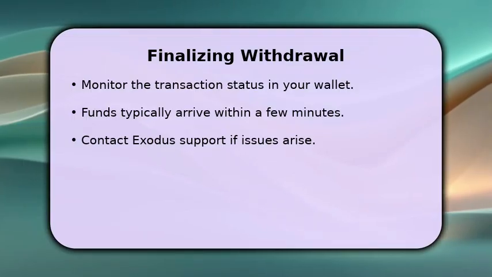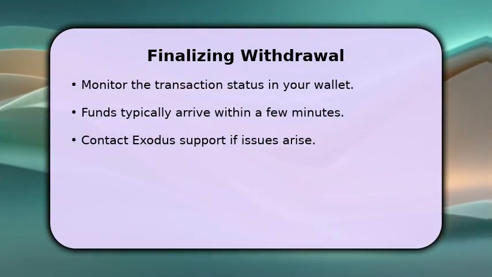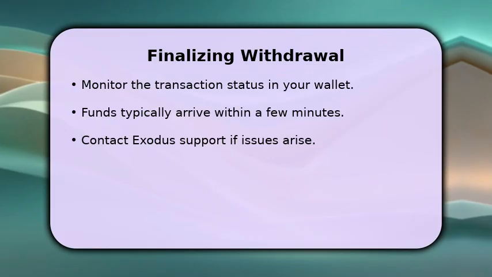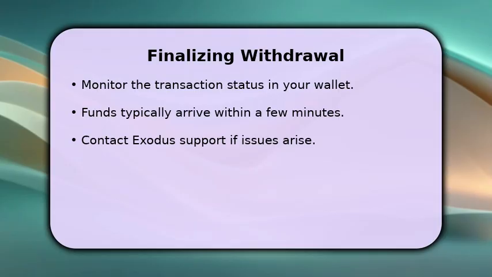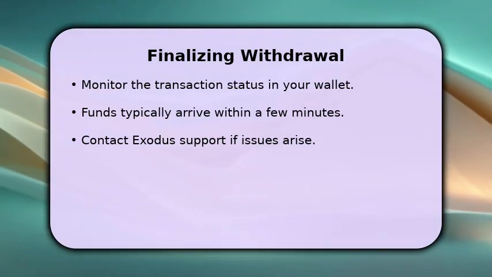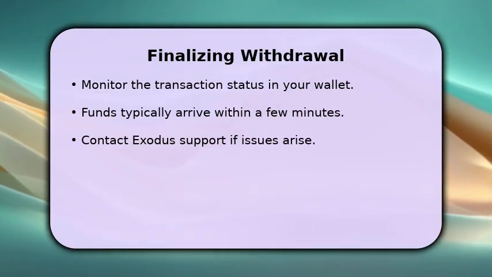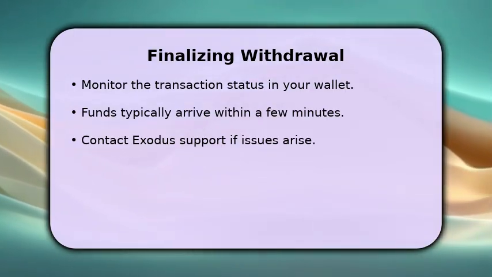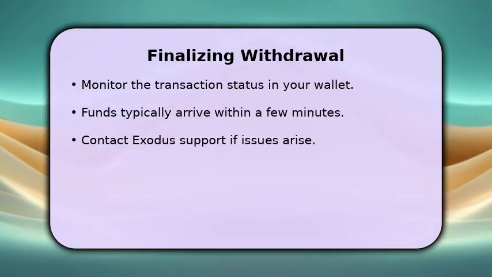After confirming, your withdrawal request is sent to the network. You can usually track the transaction's progress directly within your Exodus wallet. Most withdrawals are processed quickly, with funds arriving at the destination wallet within minutes, depending on network congestion. If you encounter any unexpected delays or issues, do not hesitate to reach out to Exodus support for assistance.